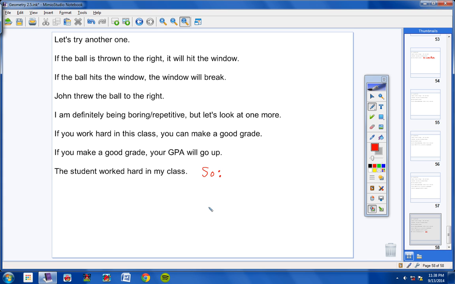Okay, think this through. I'm just going to pause while you guys write your own conclusions. If you work hard in this class, you'll make a good grade. If you make a good grade, your GPA will go up. The student worked hard in my class. So, because the student worked hard in my class, he or she made a good grade. Because he or she made a good grade, their GPA went up. So, the final conclusion is, the student's GPA went up.